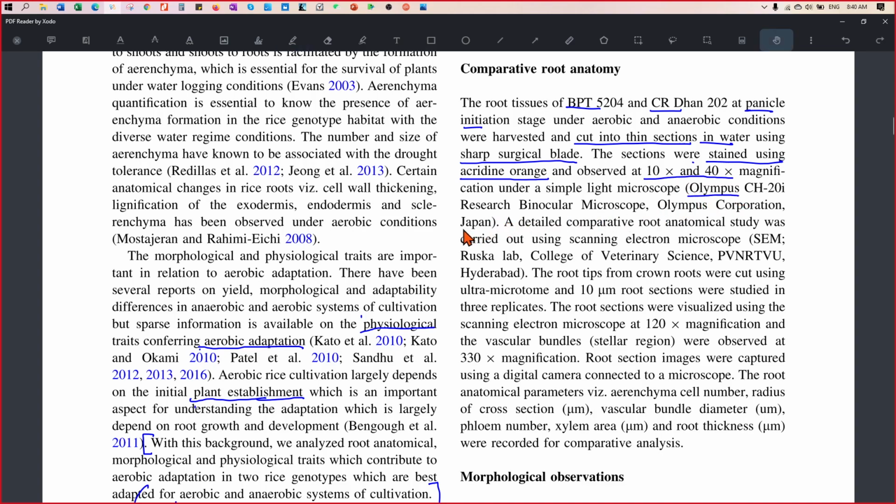Detailed comparative anatomy study was carried out using scanning electron microscope. So they did use the regular light microscope, and they also use this SEM, scanning electron microscope, as well. So they use two kinds of microscope. Very useful.